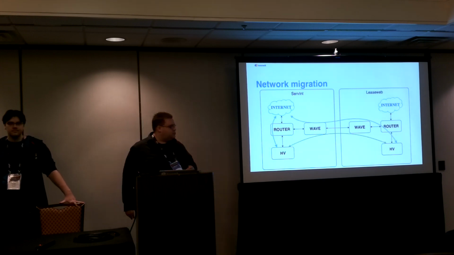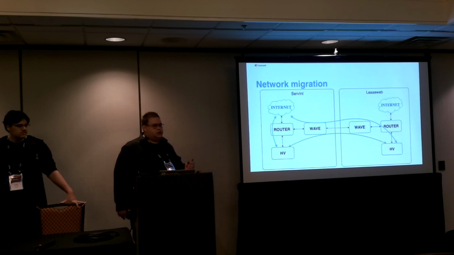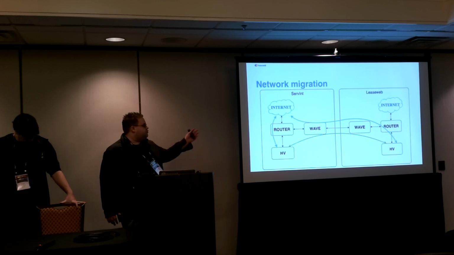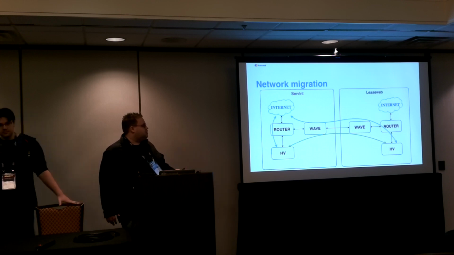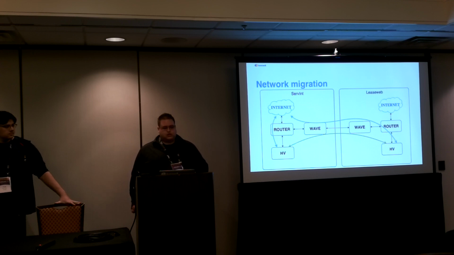This is how the traffic flow looks. Traffic on the existing virtual machines within Servant that were not migrated yet would still connect to the internet through the Servant router. And all the machines that were migrated will also connect over the internet interconnect towards the Servant routers and enter the internet there.